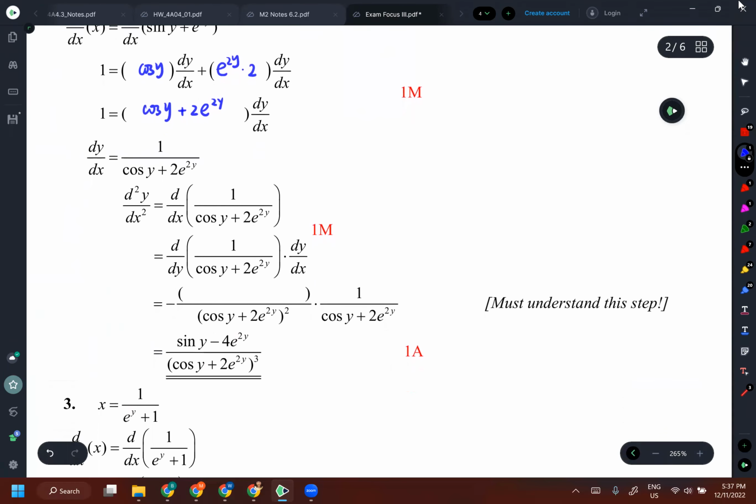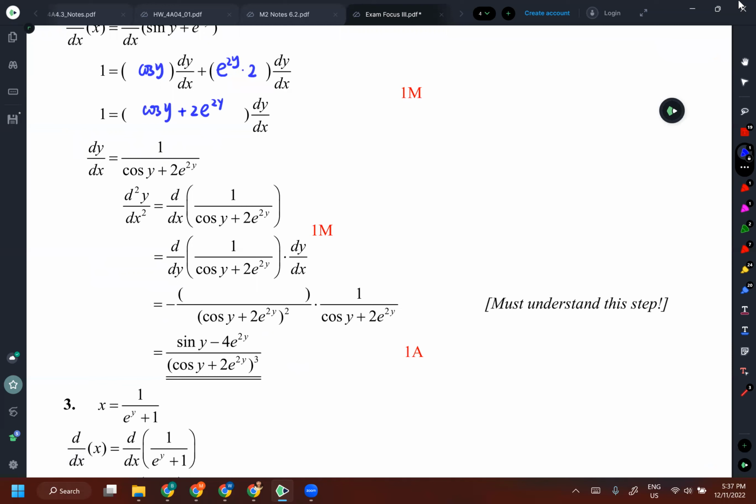For the second derivative, on both sides d/dx, and then you see again, immediately I change it to d/dy times dy/dx. If you didn't do that, it's not impossible. It just means you don't know what the rest of the question is doing. So try to understand the step. This whole thing is a function of y, so I can change it just once, and then I can focus on this part of differentiation.